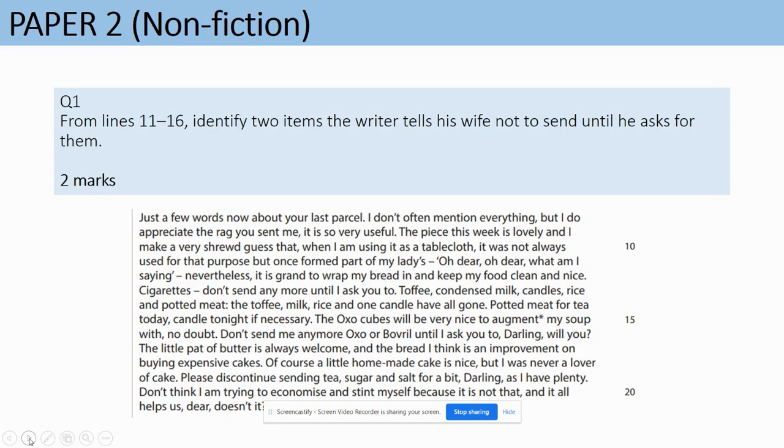Now questions 1 and 2 focus on text 1, questions 4 and 5 focus on text 2. So very typical in terms of styling, this question from lines 11 to 16: identify 2 items the writer tells his wife not to send until he asks for them. There are 2 marks. If you'd like to have a go at this question, pause the video, have a quick read of the section just there, making sure that you're looking at the correct sets of lines and see if you can jot down your answer just now.